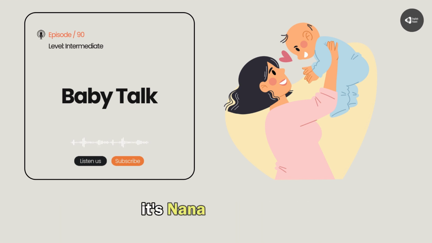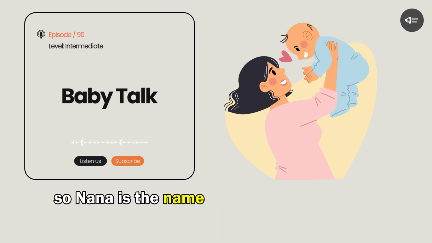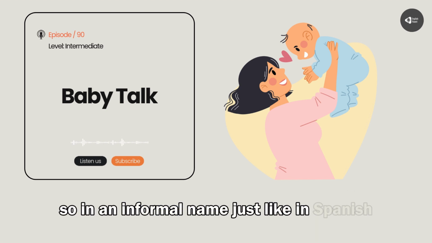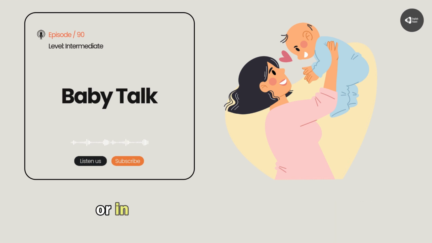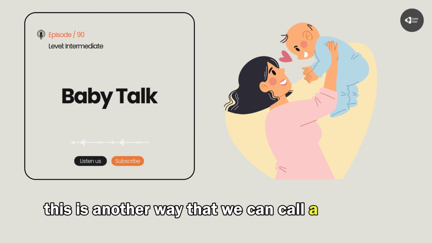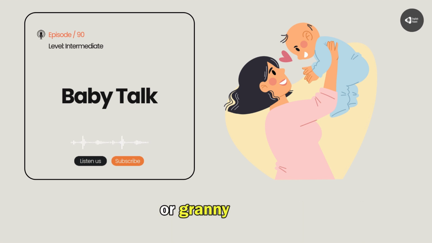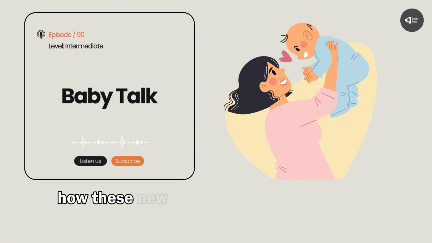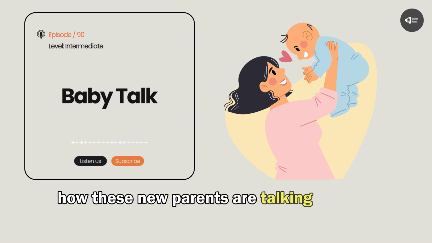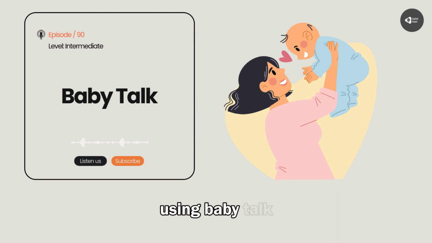Okay, a diaper. Now, we also have another word that we commonly use in the English language. It's nana. So Nana is the name we call a grandmother. Right, so an informal name, just like in Spanish, we would say something like abue or abuelita. Or in Italian, you might say oma. This is another way that we can call grandma or granny. Nana. Why don't we listen to the dialogue for the first time? Let's see how these new parents are talking to their little baby using baby talk.